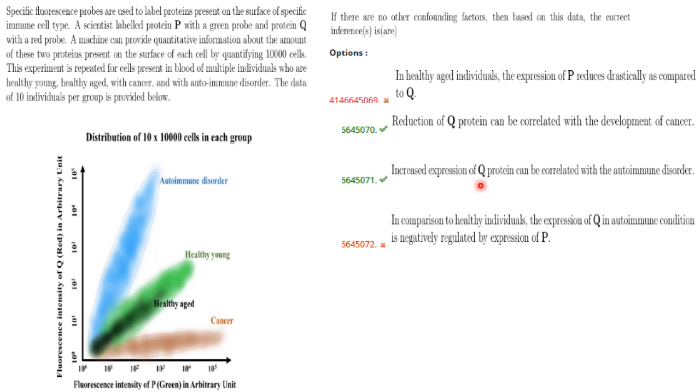Increased expression of Q protein can be correlated with autoimmune disorder. This is the Q protein, 10 raised to 5. There is increase whereas P is very much reduced. So it is autoimmune disorder. So that is also correct. Option 3 is also correct. In comparison to healthy individuals, that is these, the expression of Q in autoimmune condition is negatively regulated by expression of P. That is also not correct. So the correct options here are 1 and 2.